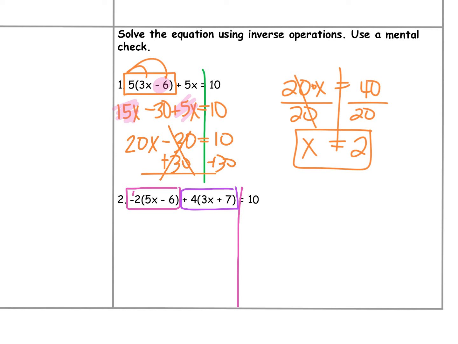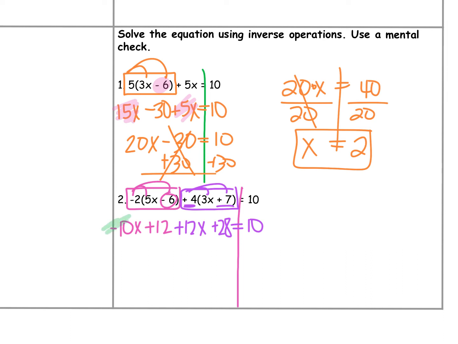So when I distribute, negative 2 times 5x is negative 10x. Negative 2 times negative 6 is positive 12. Then moving on to the next one, we're distributing positive 4 times 3, which is positive 12x. And positive 4 times positive 7 is positive 28. All equals 10. So I hope you had the same as me, because that means you're on a good track.